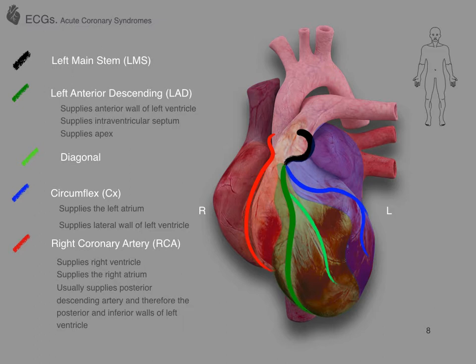The right coronary artery then supplies the right ventricle and right atrium. It then goes to the inferior surface of the heart, and usually, in roughly about 80% of people, supplies the posterior descending artery, which basically covers the posterior and inferior walls of the left ventricle.